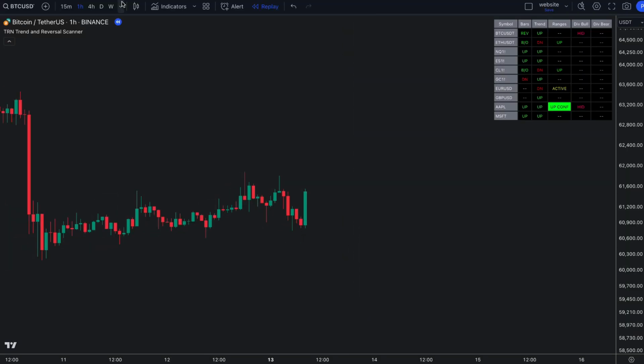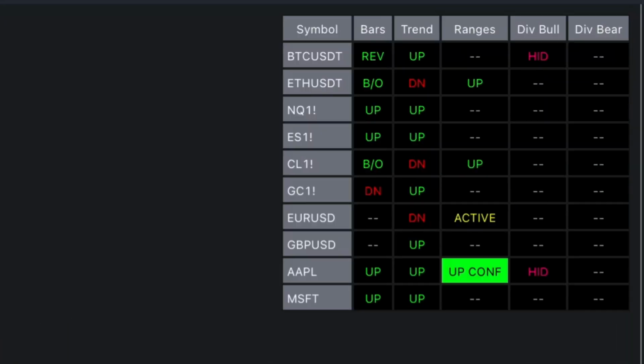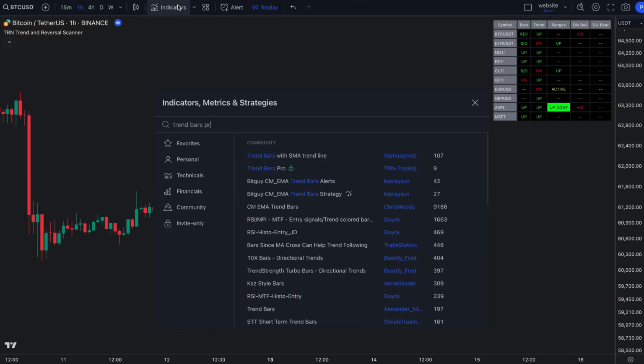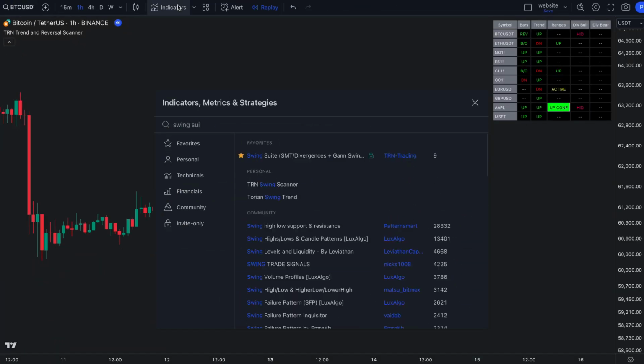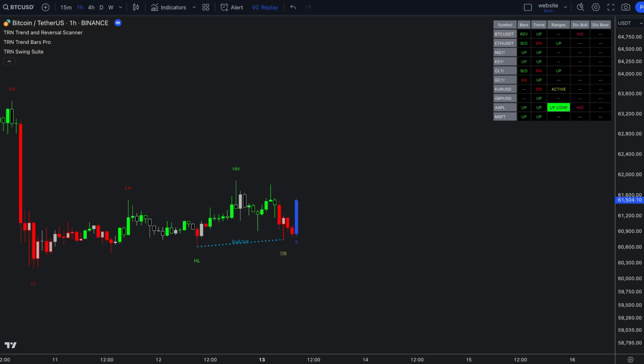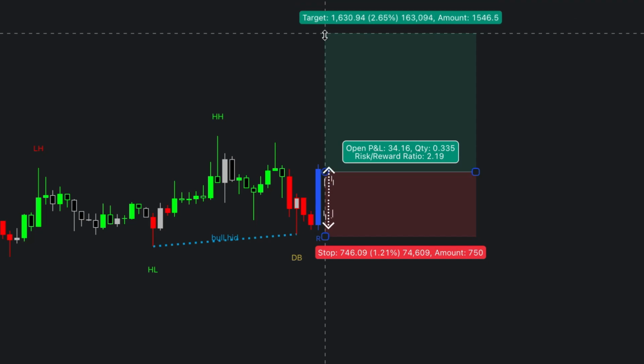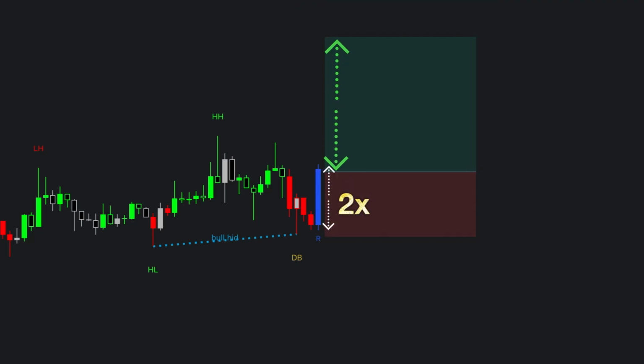Now let's take a look at an example. Our trend and reversal scanner identified a bullish signal bar from the Trend Bars Pro and at the same time a confirmed bullish divergence on the Bitcoin 1-hour chart. Now we add the Trend Bars Pro and the swing suit to our chart to visualize the found signals. In the next step, we could enter a long position with the signal bar's low as stop loss and double the height of the signal bar as target.